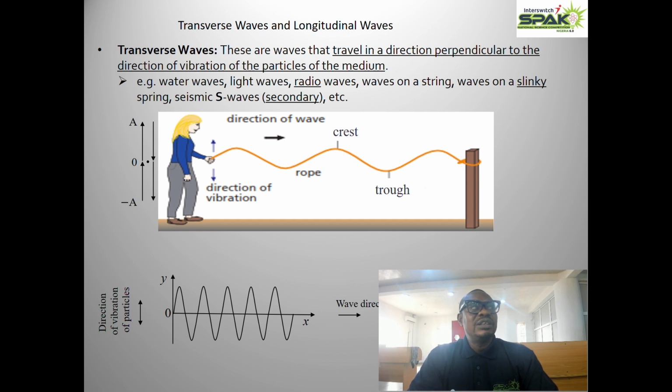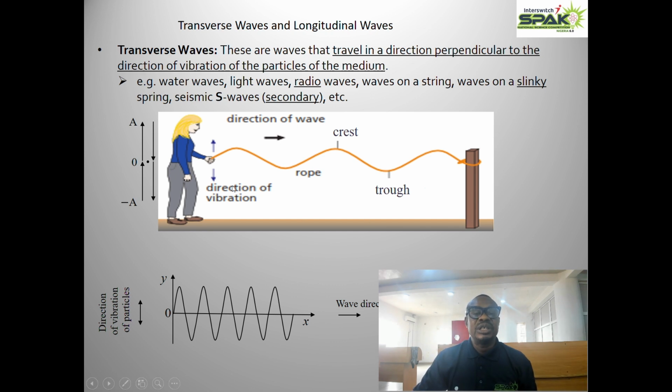Now, in terms of the direction of travel of waves, there are two types, which are transverse waves and longitudinal waves. So how can we distinguish transverse waves from longitudinal waves? The first two concepts that will enable you to understand these two very well are, one, the direction of vibration, and two, the direction of propagation.